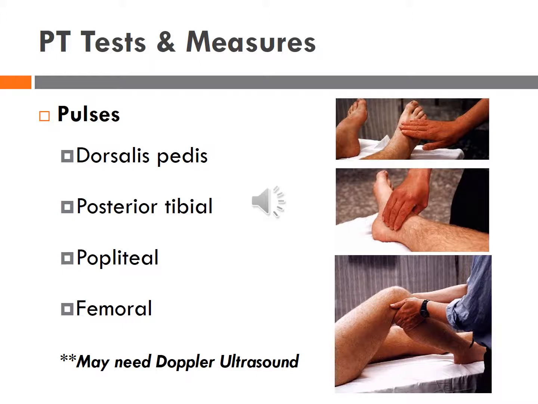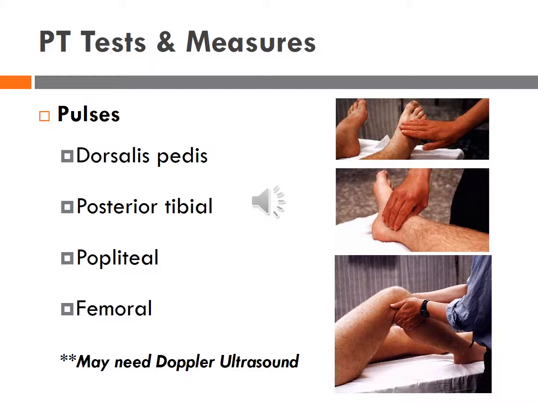So we've just talked about some medical interventions. Let's talk about physical therapy tests and measures. An absolute necessary part of any exam related to arterial insufficiency or a wound on a leg or a limb, regardless of if you know the etiology yet or not, is to check pulses. You want to make sure that you know where to palpate the dorsalis pedis, posterior tibial, popliteal, and femoral pulses. If you don't know where to do that, you need to review your surface anatomy.